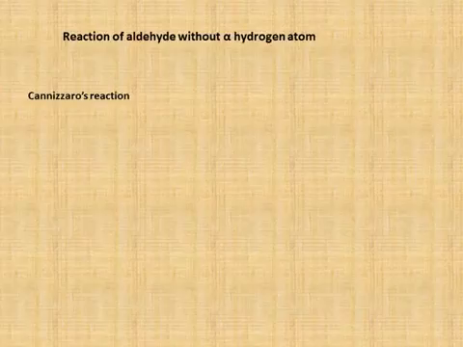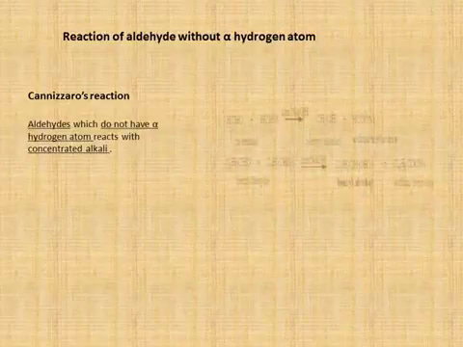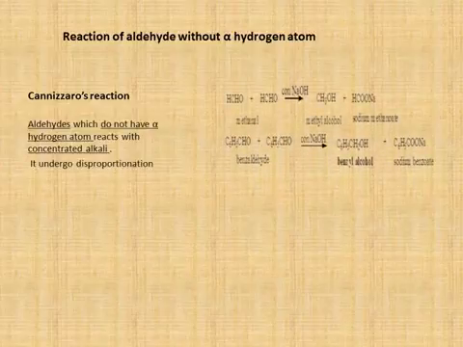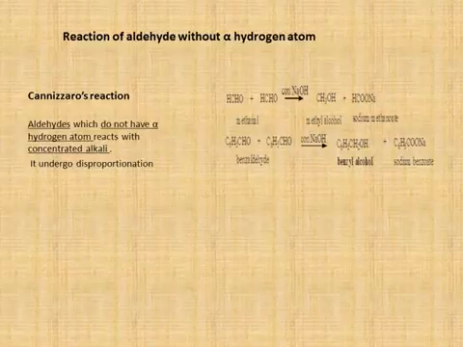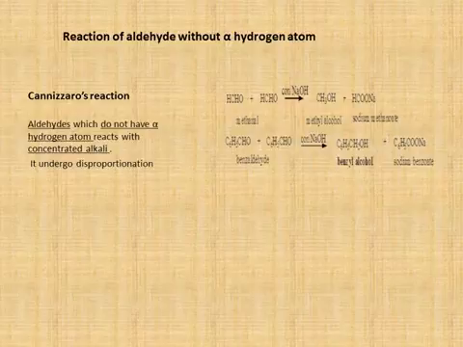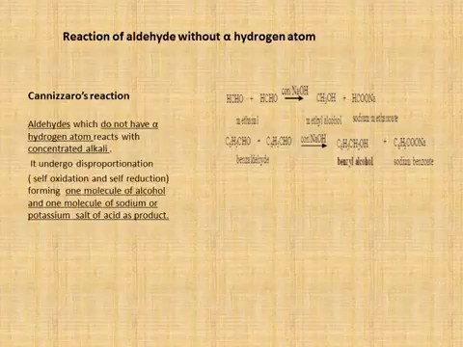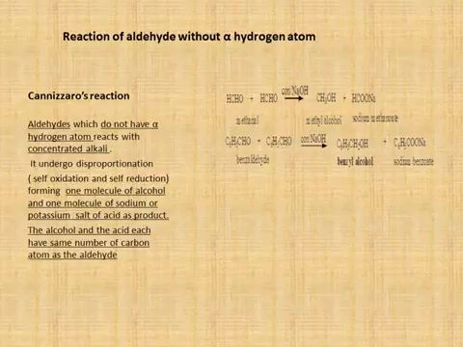Aldehydes which do not have alpha hydrogen atom undergo Cannizzaro reaction. The reagent is concentrated alkali. The aldehyde undergoes disproportionation. That is, one molecule of aldehyde is reduced to an alcohol, while another molecule of aldehyde is oxidized to salt of the acid. Remember, both alcohol and the acid have the same number of carbon atoms as the aldehyde.